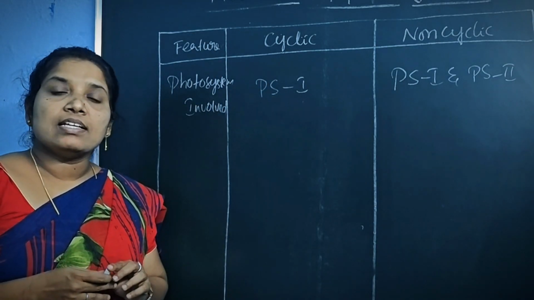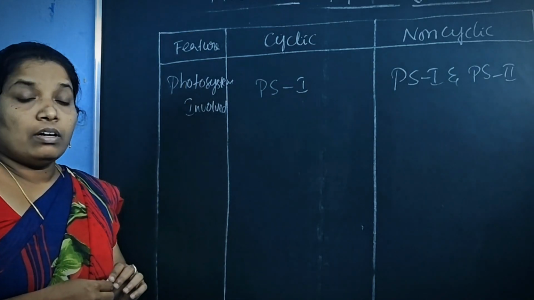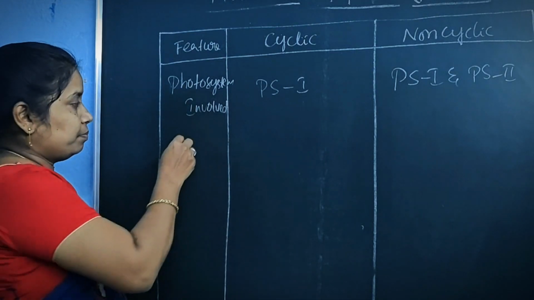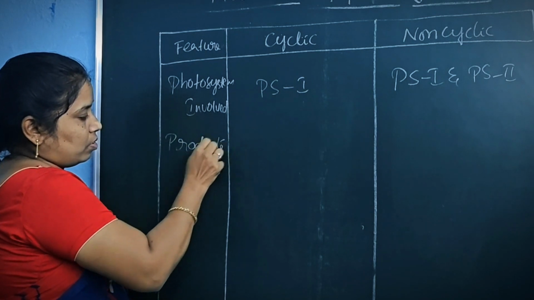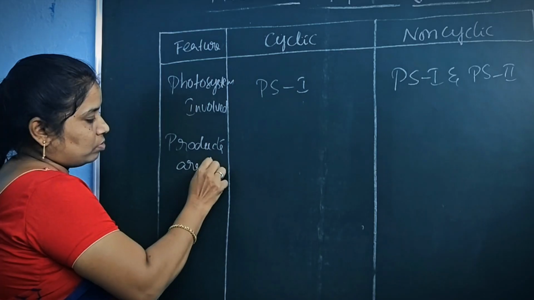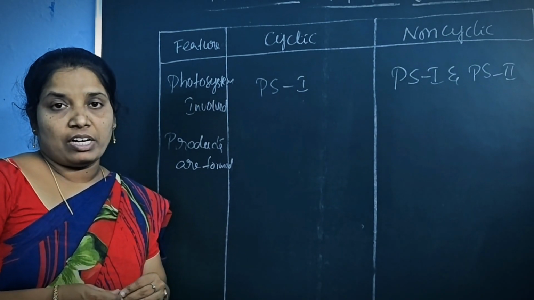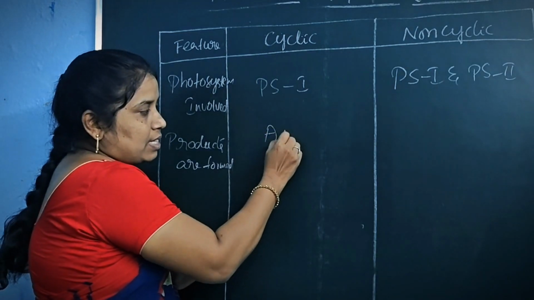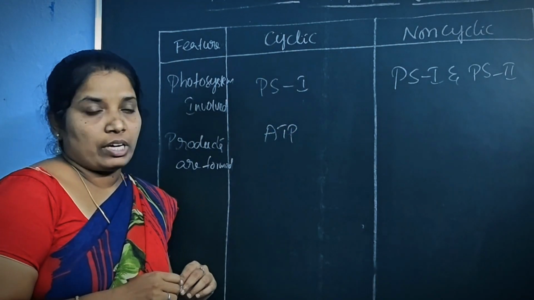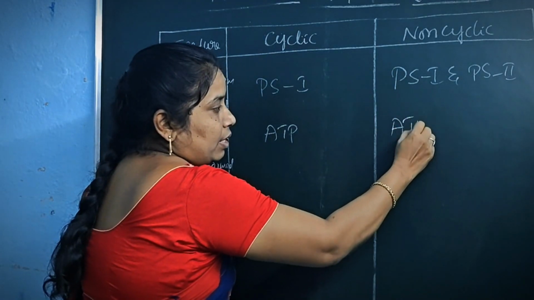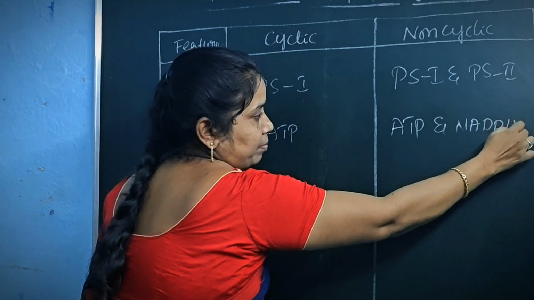So let's see the second difference between cyclic and non-cyclic electron transport: products formed. In the case of cyclic photophosphorylation, ATP is synthesized, whereas in the case of the non-cyclic electron transport chain, ATP and NADPH both are synthesized.